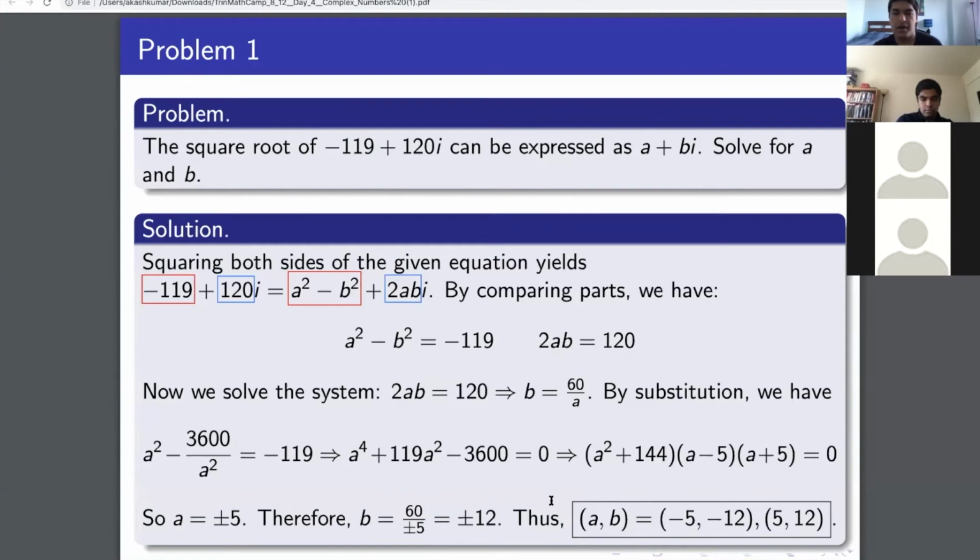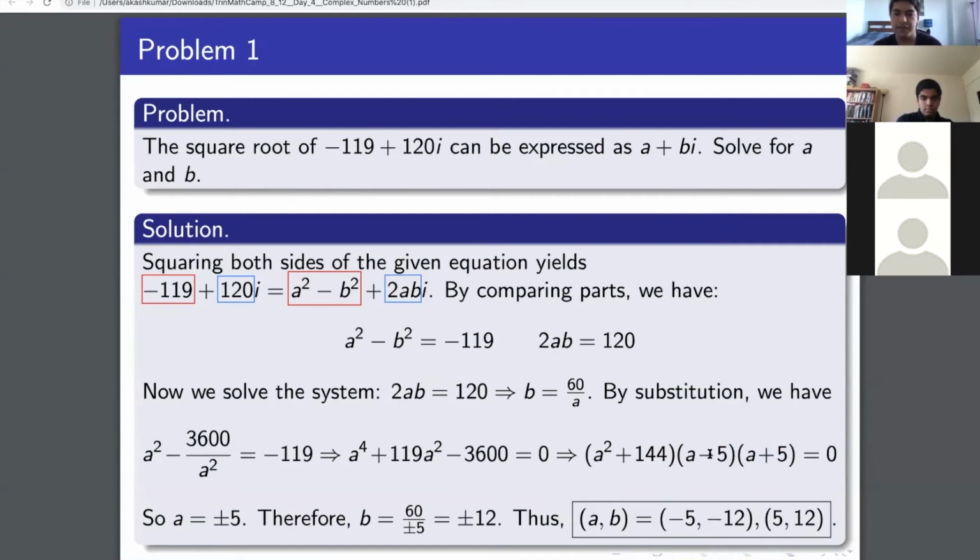And then you could, by the way, if this factoring doesn't come naturally to you, just treat this as a quadratic of a squared. But just to keep things a little simple, you can factor this. And then keep in mind that a is real, right? A is real. So a squared plus 44 won't give us any solutions that we care about.